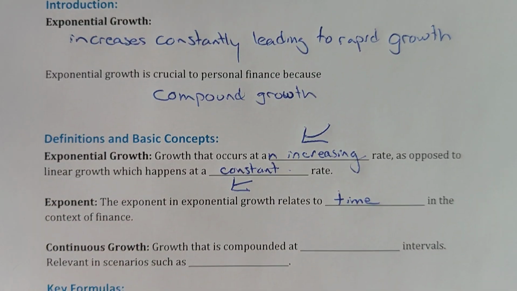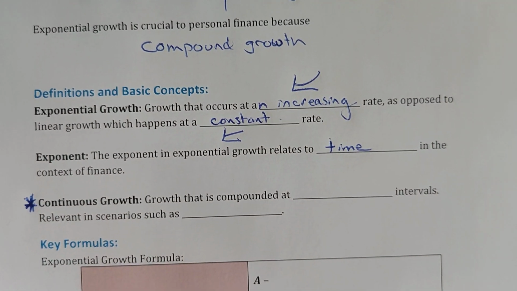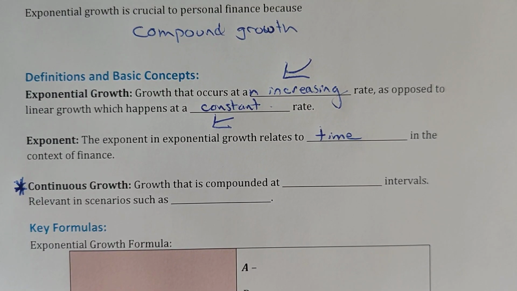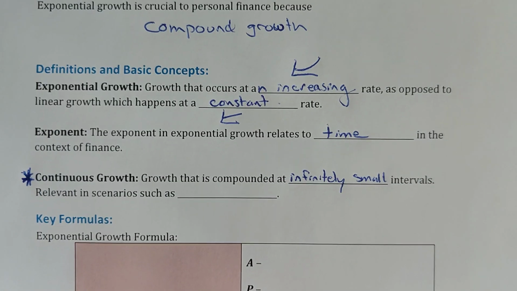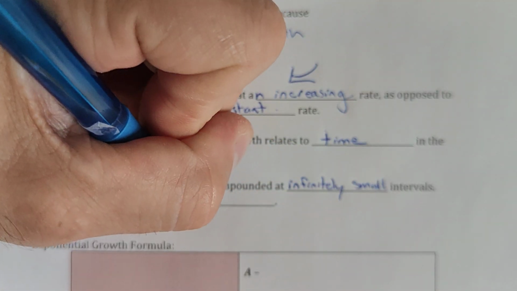There is an interesting concept. You don't have to memorize this one, but it is useful to know because it does come up and you may see it occasionally in finance. And that is the concept of continuous growth. That's when growth is compounded at infinitely small intervals. So we're getting smaller and smaller and smaller, such that we can't get any smaller. This is the smallest possible interval of time. It's smaller than seconds or milliseconds or microseconds or nanoseconds. This is the smallest possible unit of time that could ever possibly be. We don't even have a word for it. It's just infinitely small.